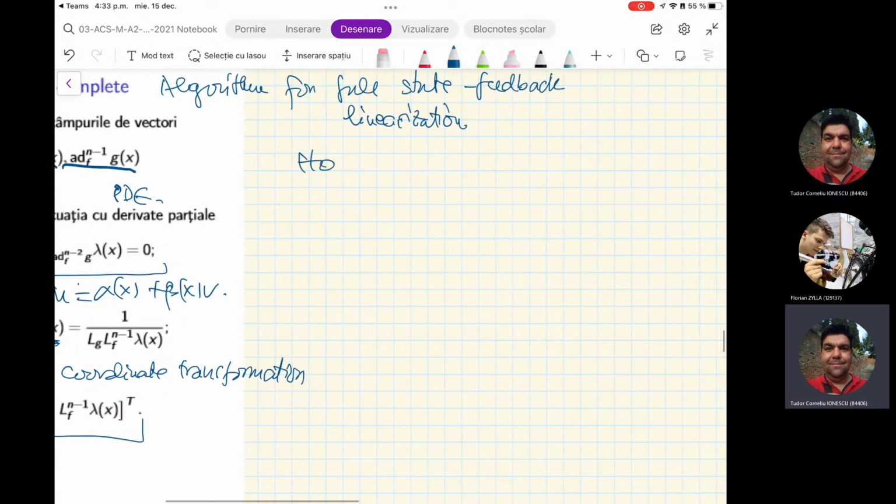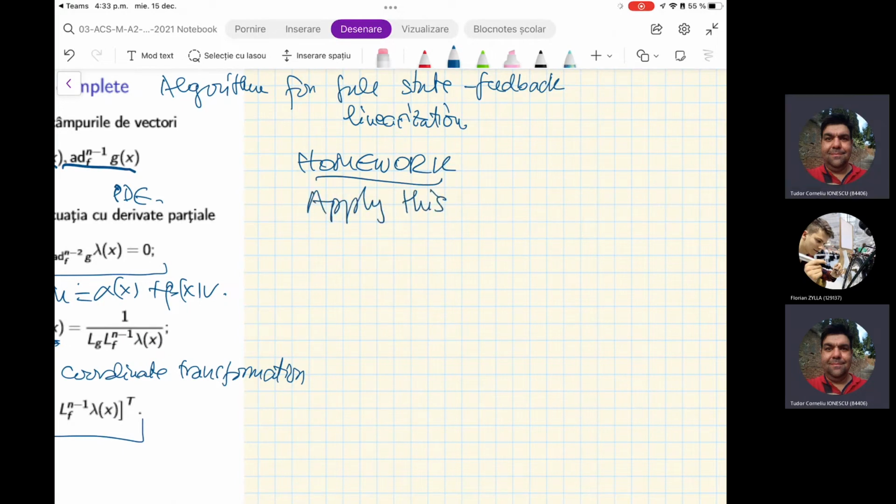Homework. Apply this algorithm to the linear system.